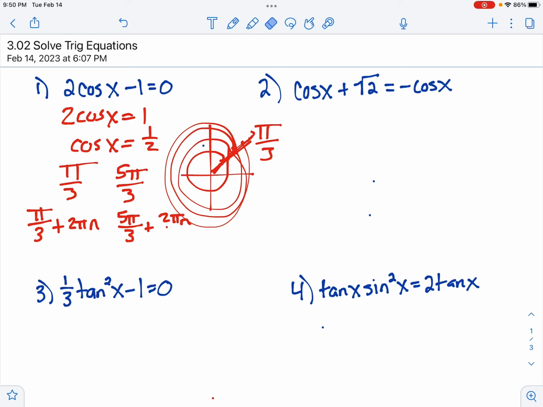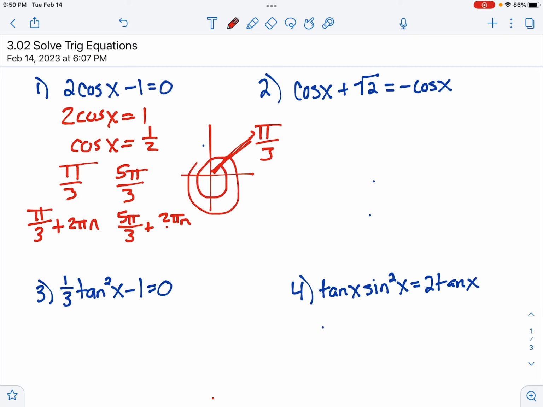Now, let's also think about this the other way. If that's my reference angle, what if I go backwards? What if we go this way? Do I still land at that reference angle? I sure do. So really we have plus or minus 2 pi n, and these represent all of the solutions.